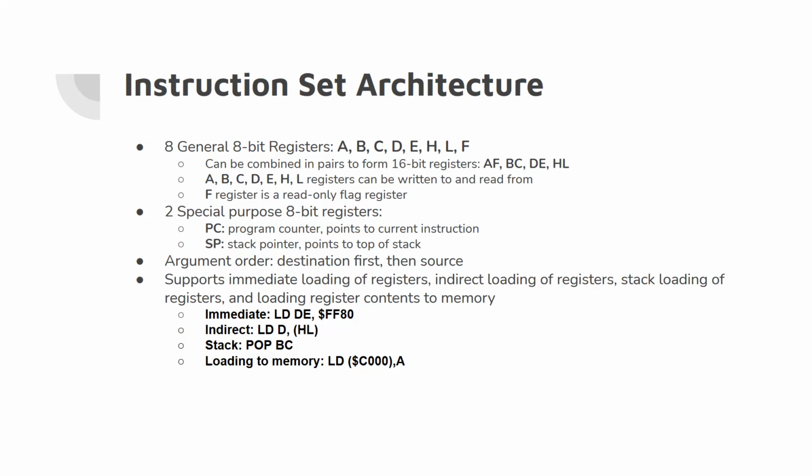For indirect loading, you are accessing whatever is in HL, and you're loading that into D. For the stack, that describes restoring the value of a register, or just popping the top value off of the stack and then storing it into a register. So in this example, it's popping the top value off the stack and storing it into register pair BC.